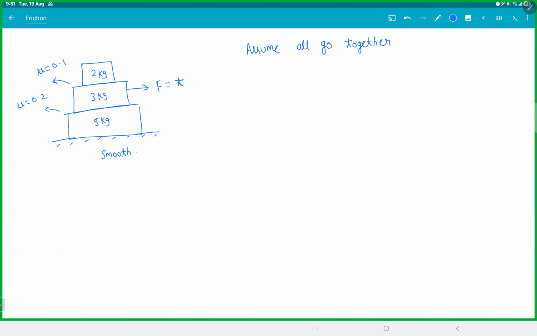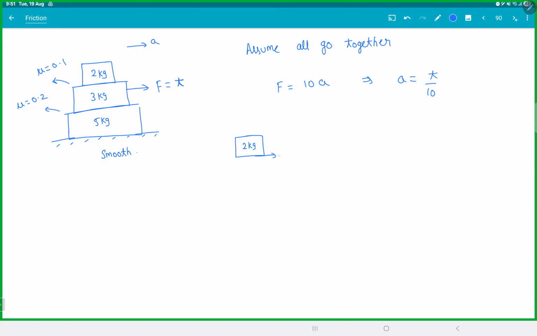So keep it simple. So assume all go together. This is what I'm saying. You see 2 blocks and friction. Start with this, assume all go together. And then let the acceleration be A. And then we have F is equal to total mass into A, which is 10A. So we got acceleration is equal to T by 10. Great. Then let's choose the 2 kg block.